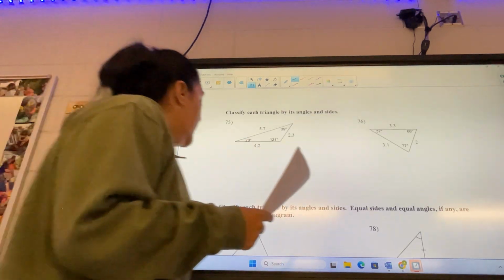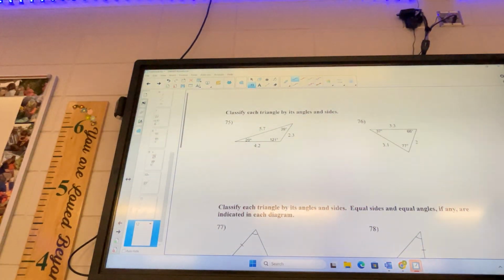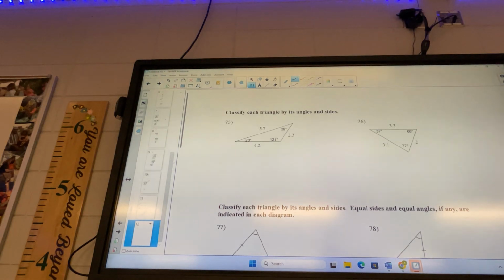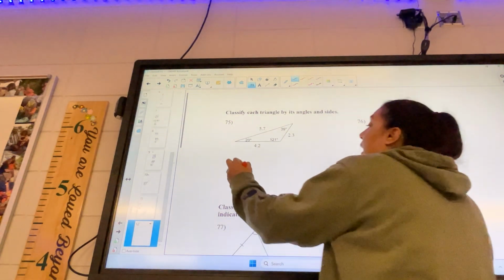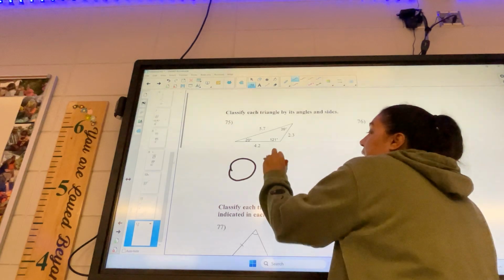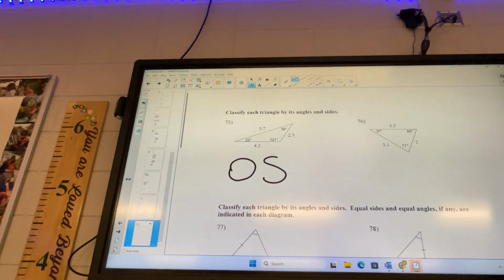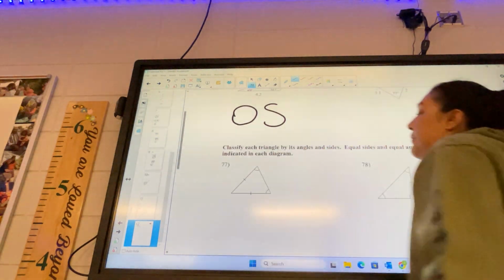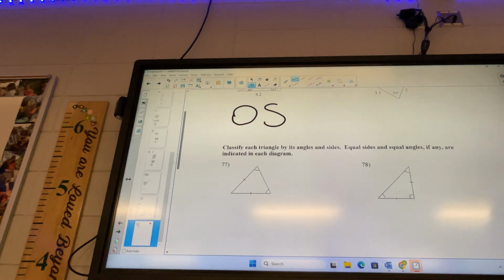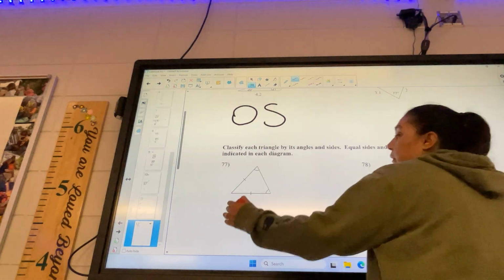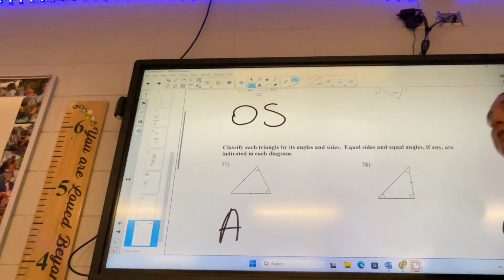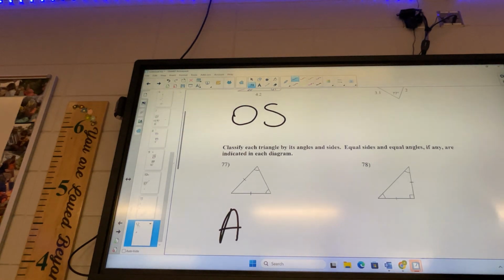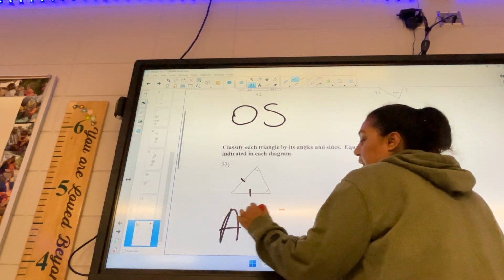Okay, 75 through 78. How many answers should you have? 2. Starting off on the inside, is it obtuse, acute, or right? Obtuse. And then the outside. A scalene. You can say OS or SO, it does not matter. Okay, 77. Obtuse, acute, or right? Acute. Isosceles, scalene, or equilateral? Isosceles. It's got 2 sides marked, so it's going to be an I.